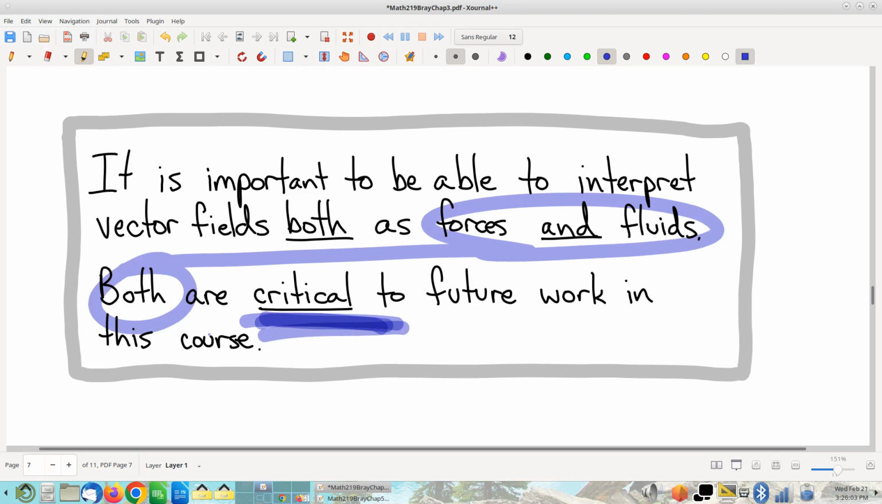There are some constructions that, if you want to have any reasonable intuition for what they are and why they work, you're really going to need to think of the vector field in terms of forces. And likewise, there are other constructions we're going to do that make more sense when you think of them in terms of fluids. So don't pick one of these. Make sure that you develop intuition and comfort for both of these totally different physical scenarios, both being described by the same new mathematical tool, namely vector fields.